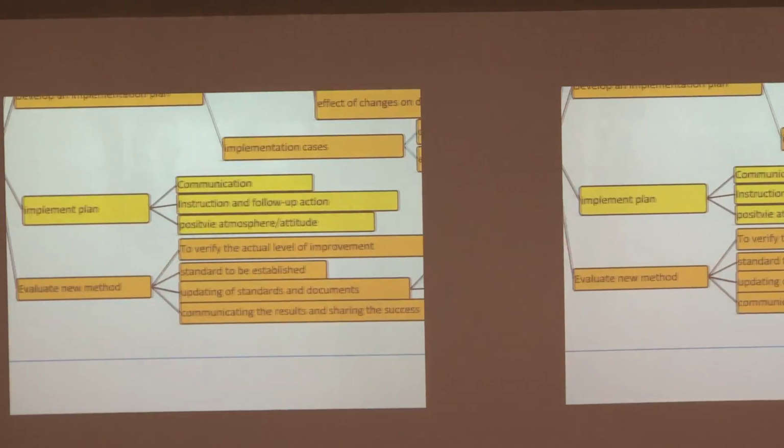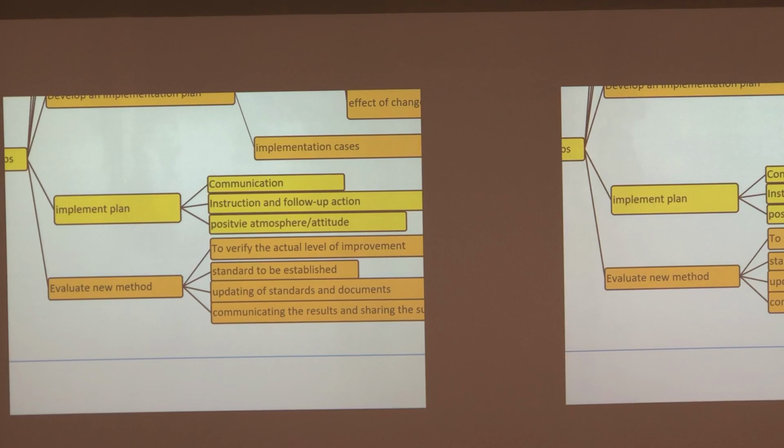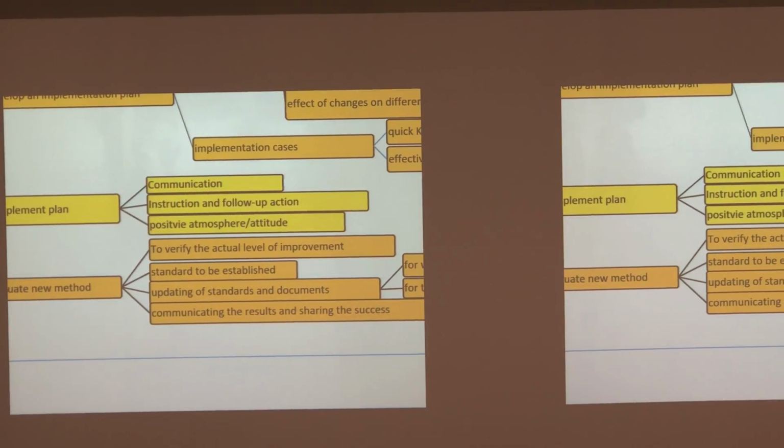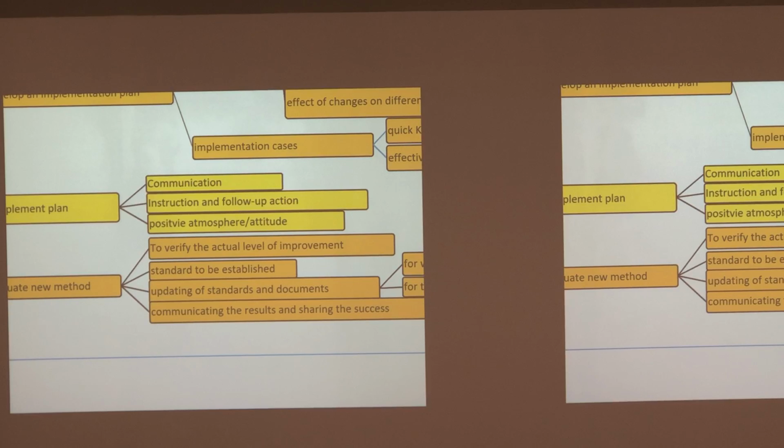Okay, then we will implement the plan. How to do that? There are 3. One is communication. Second, instruction and follow-up action. Last one is positive atmosphere or attitude. Don't just look at the names, because I know that is a tutorial question. Just asking these 3, right? I want you to read the detail.